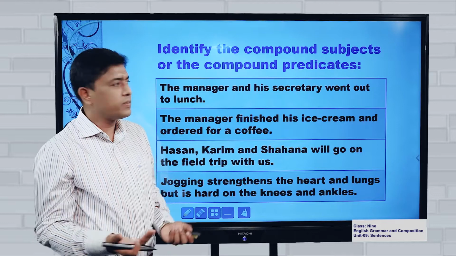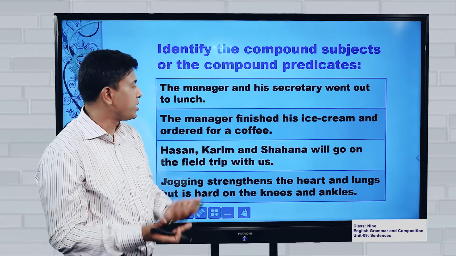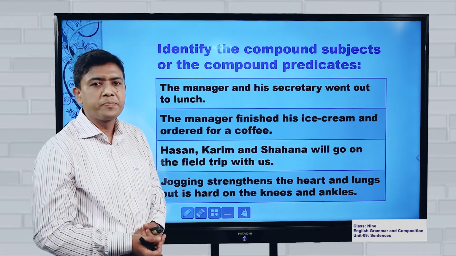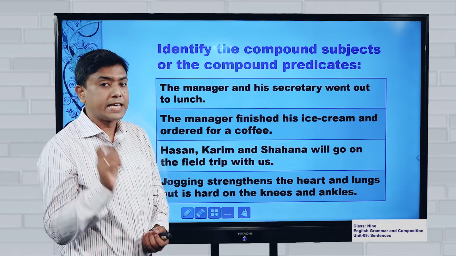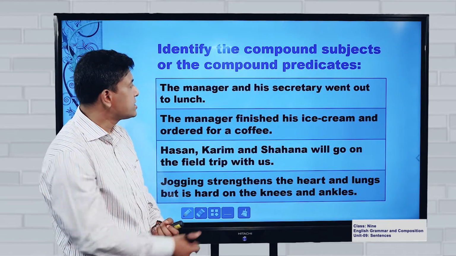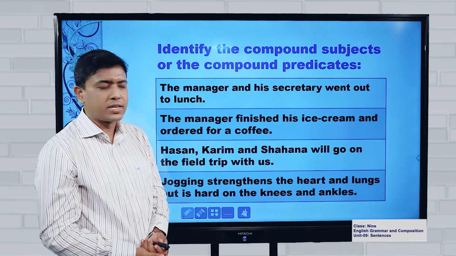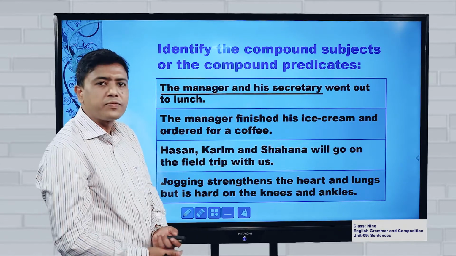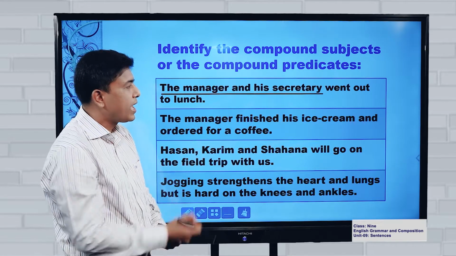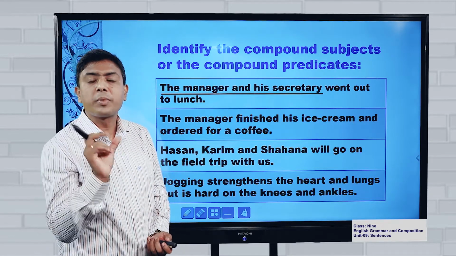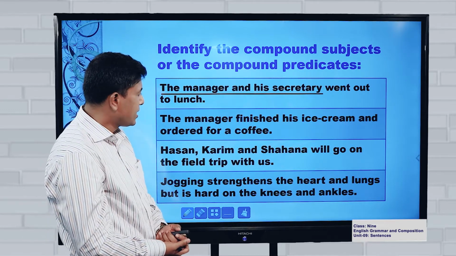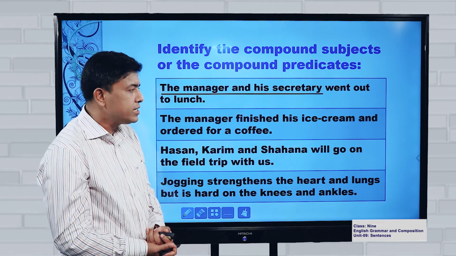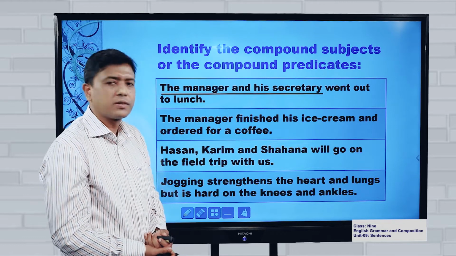We can see that there is only a simple predicate over there, went out to lunch, only one idea. But if you look at the first part of the sentence, you can understand that it has a compound subject, which is the manager and his secretary. So this is where we have found out that the manager and his secretary is the compound subject of this particular simple sentence.